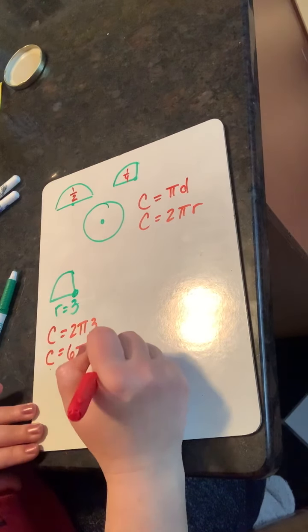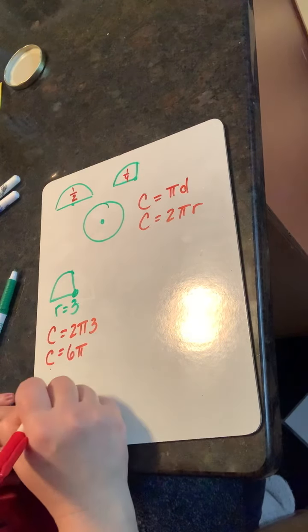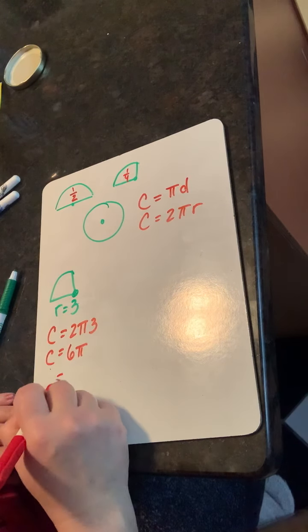When I multiply pi times 6, I end up with 18.84.